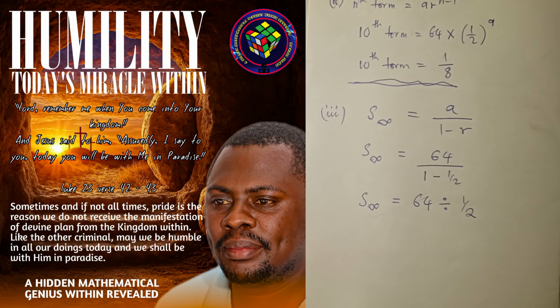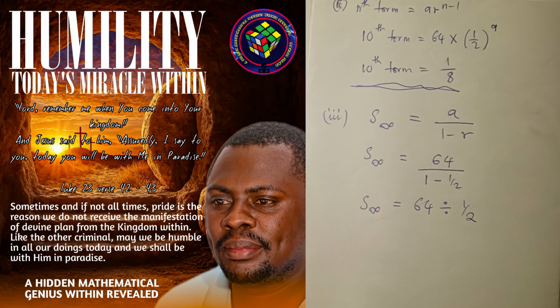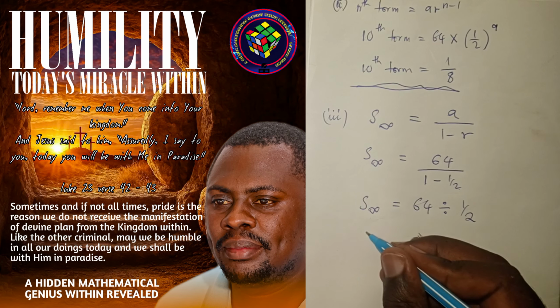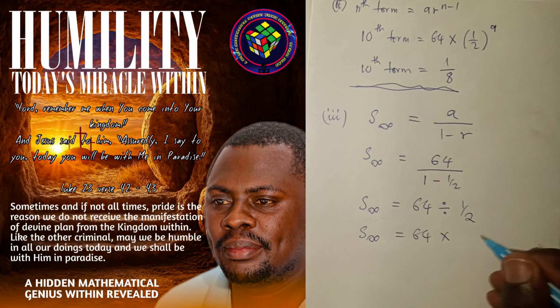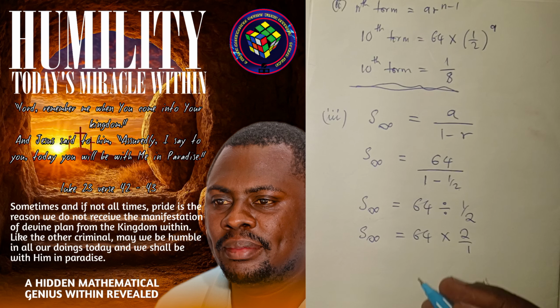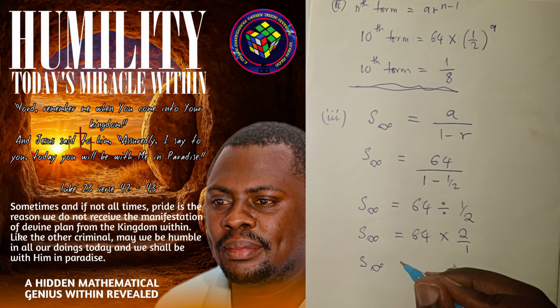We know that when we are dividing fractions, we change to multiplication. And when we change to multiplication, the fraction on this side will swap. The denominator will become the numerator, and the numerator will become the denominator. So we have sum to infinity is equal to 64 times 2 over 1. And we know that 2 over 1 is just 2. So what is 64 multiplied by 2? Yes, 128. So sum to infinity, you get 128.